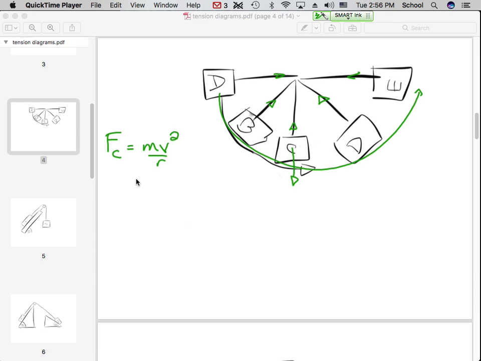Yes. And so at this point, again, what forces are pulling to make the tension here? The weight and the centripetal force. They're both pulling, so we need centripetal force. We also need weight. How do we know how fast it's going when it gets to C?